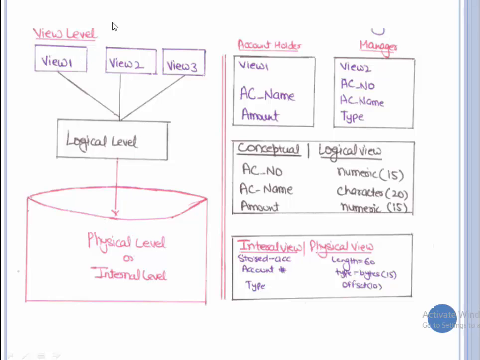In this level the user only interacts with the database and the complexity remains hidden from the end users. The users see the data in the form of charts, graphs or tables. So that is only viewed by the users.